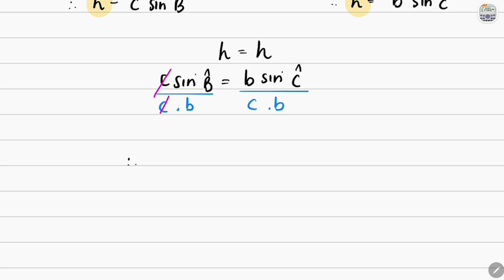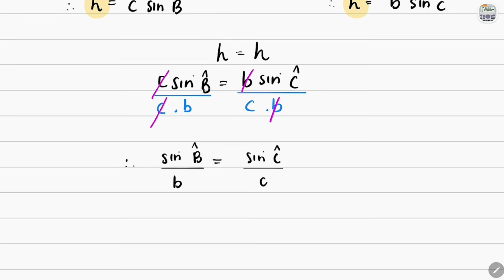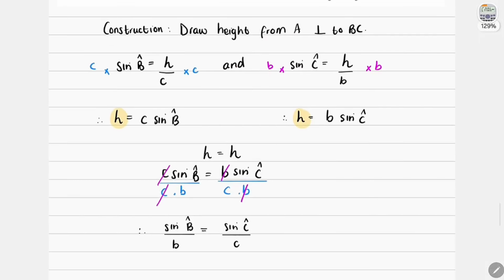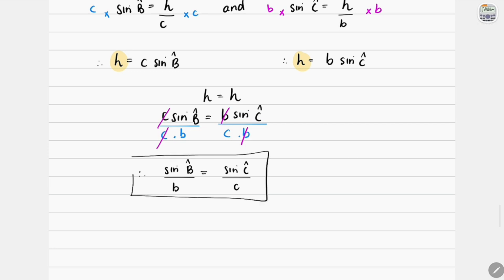Okay, and so that would mean, what do we have left here? Well, C and C are common, so they will cancel. And so you're left with sine angle B over B. And then on this side, this is equal to, and we have here what happens. You see how we have B and B, they would cancel. So this is sine angle C over C. And there we go, we have proven this theorem. Okay, so moving on to the next question.